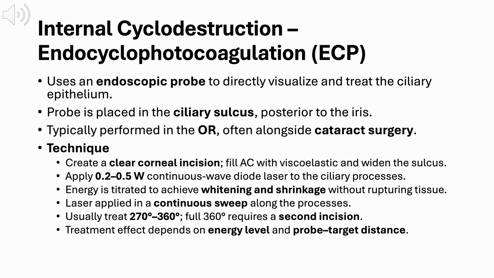The goal is controlled whitening and shrinkage. Too much energy risks rupturing tissue and creating unnecessary inflammation. The laser is swept smoothly along the processes, treating roughly 270 to 360 degrees. Full 360-degree treatment normally requires a second incision for access. As with any laser-based procedure, the final effect depends on the selected energy level and the distance between the probe and the target.